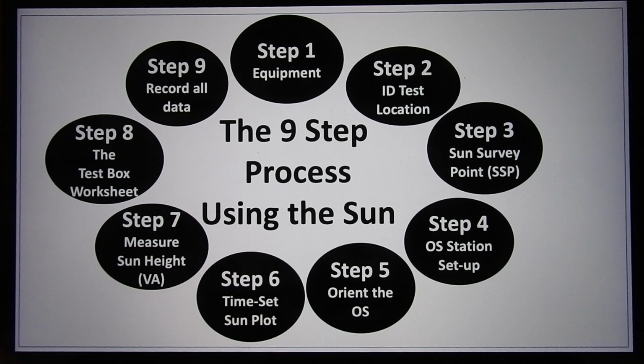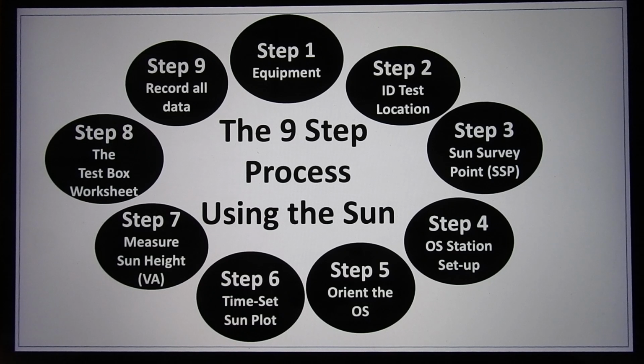Step 1, identifying the equipment. We need to know what equipment we're going to use to perform this observation and test, when we test Earth's surface shape. Step 2, ID test location. We need to know our test location, whether we're in the northern hemisphere, southern hemisphere, or in the tropics. The closer we are to the sun, the more evidence that's going to tell us, when the sun gets to its apex, whether or not we're measuring from a flat or a spherical curved surface.